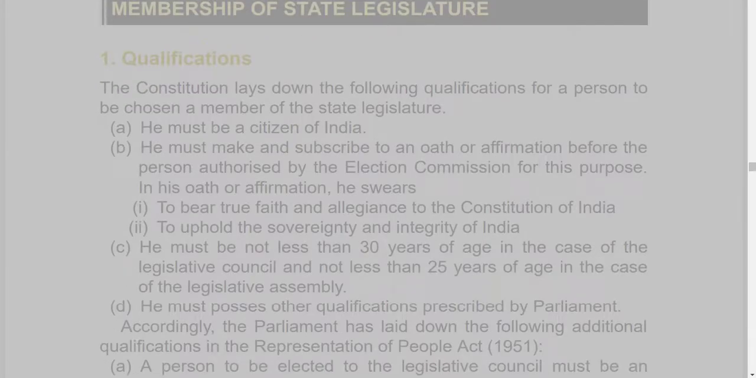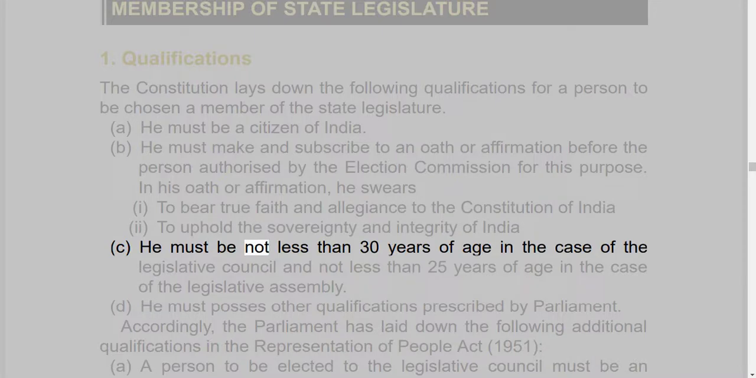Membership of State Legislature. 1. Qualifications. The Constitution lays down the following qualifications for a person to be chosen a member of the State Legislature. A. He must be a citizen of India. B. He must make and subscribe to an oath or affirmation before the person authorized by the Election Commission for this purpose. In his oath or affirmation, he swears, 1. To bear true faith and allegiance to the Constitution of India. 2. To uphold the sovereignty and integrity of India.